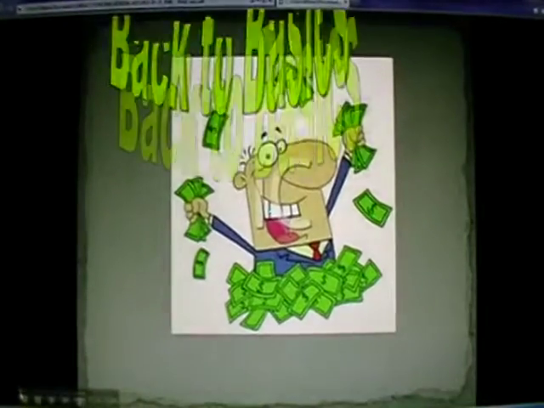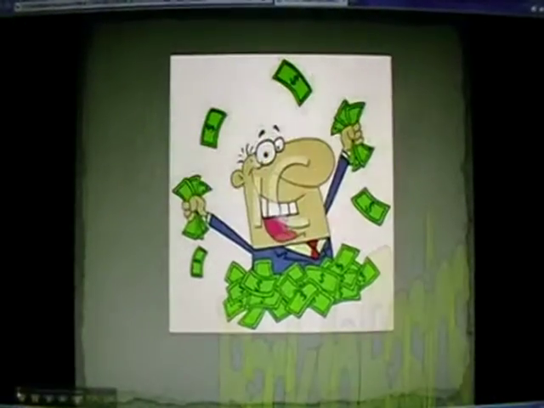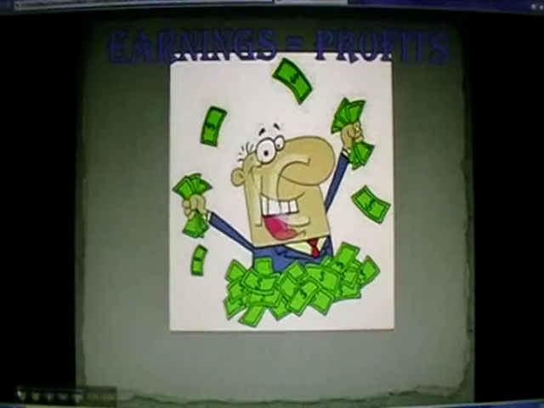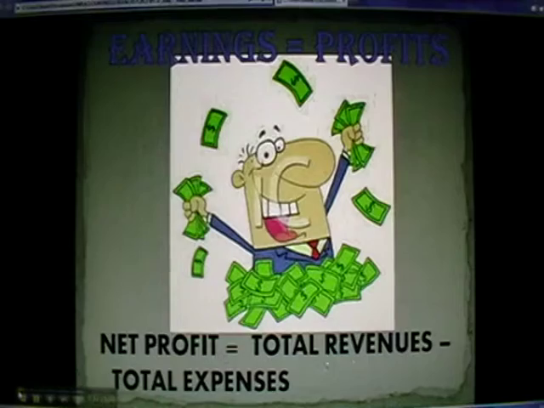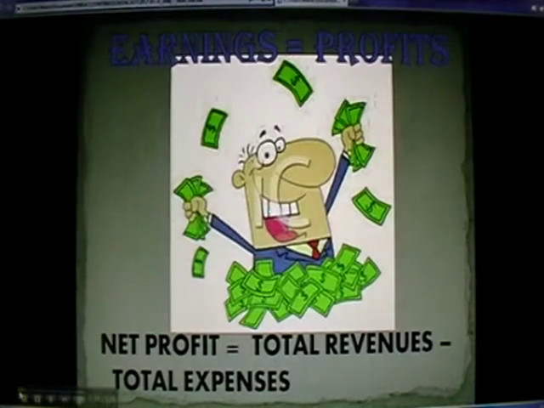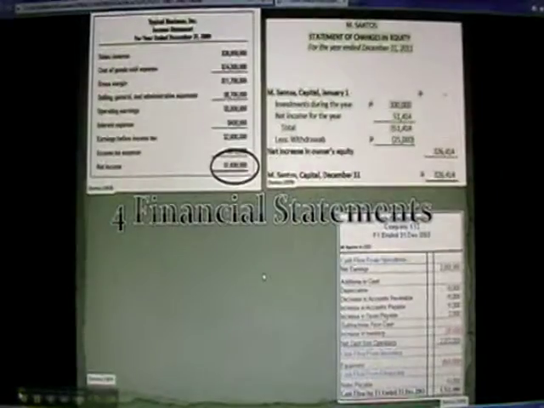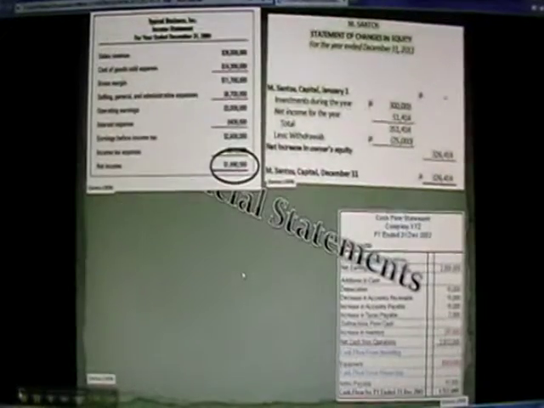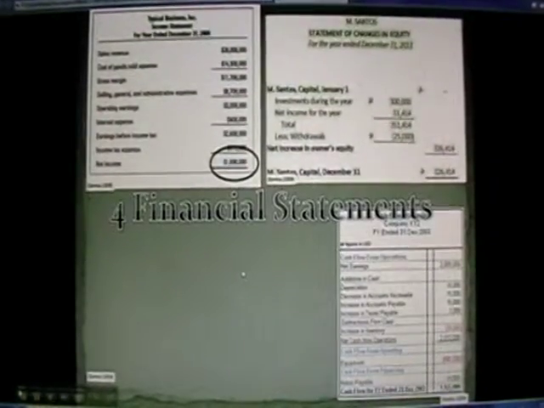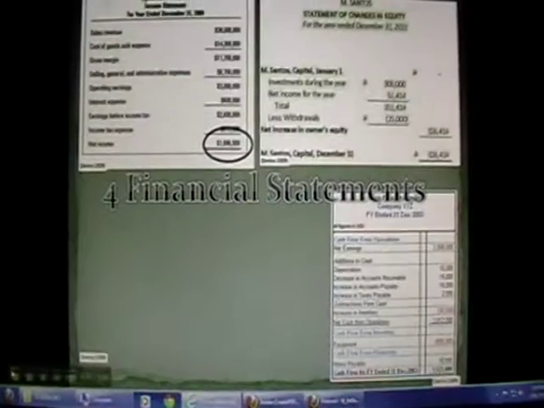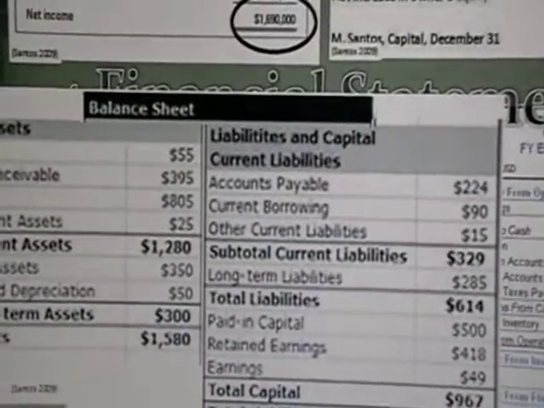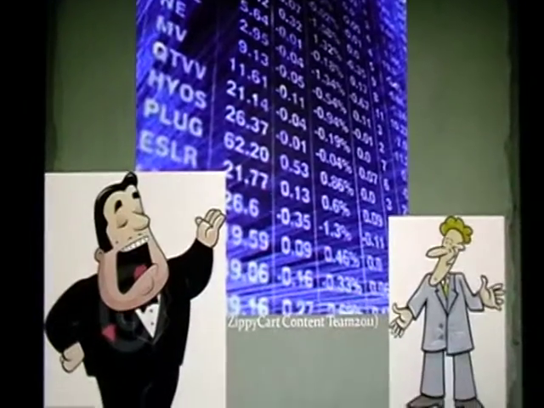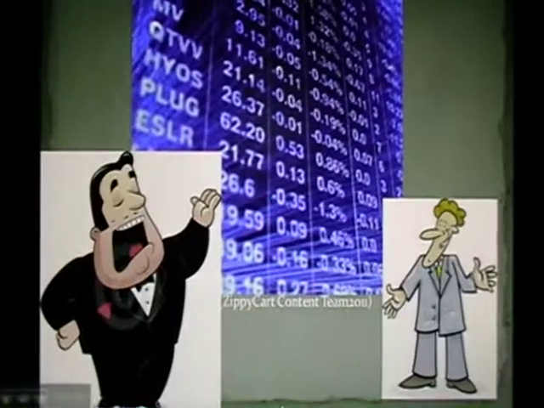Now, back to the basics. What are earnings? Remember that earnings are the profits of a company, and that a company's net profit is equal to its total revenues minus its total expenses. And remember that every so often, companies need to present to their stakeholders financial statements illustrating a company's performance over the period in addition to its current financial position. Stakeholders, particularly analysts and investors, look at the earnings to determine the value of the company.